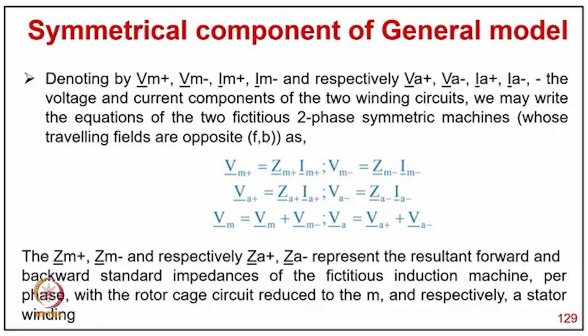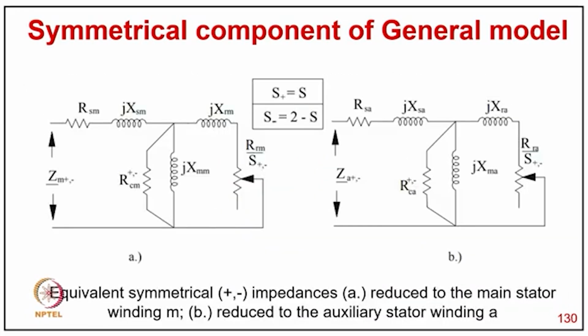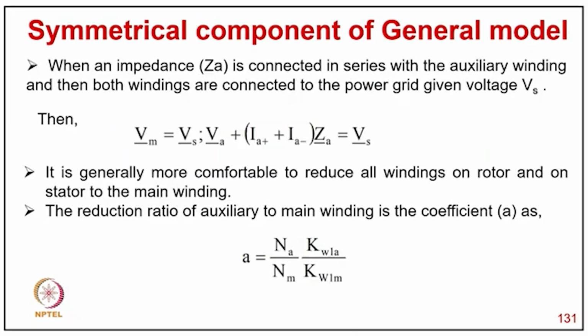impedance of the fictitious induction machine per phase with the rotor cage circuit reduced to the main and auxiliary stator windings respectively. And you can see these two clear equivalent circuits where S+ is equal to S and S- is equal to 2 minus S. These are the typical equivalent circuits for plus and minus impedance reduced to the main winding and reduced to the auxiliary winding, with the notation.